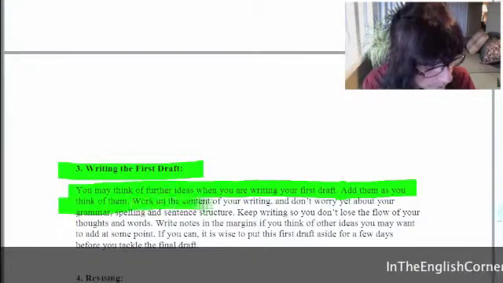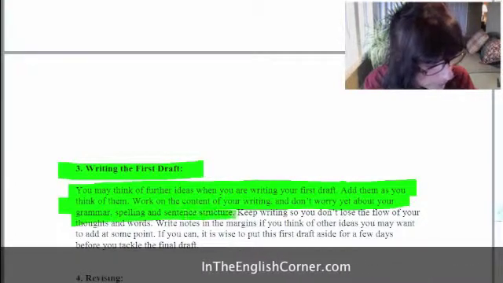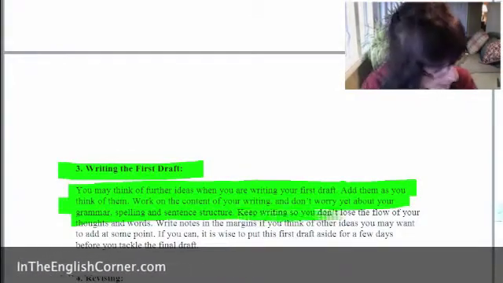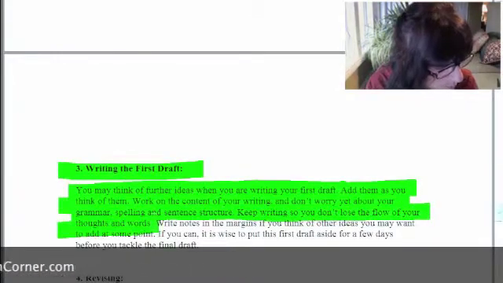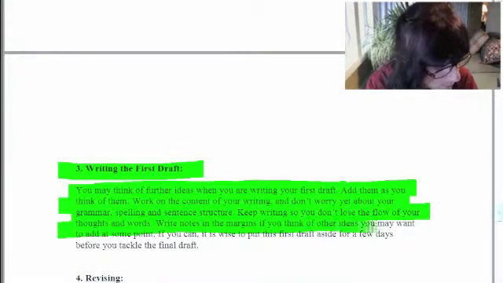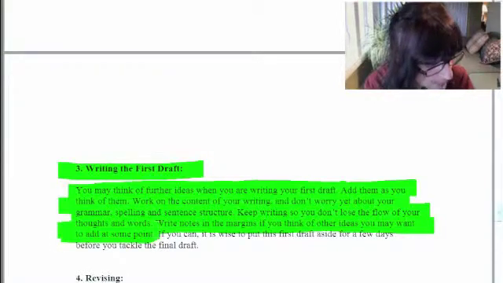Now, in the writing of the first draft, you only work on the content of your writing. Please don't worry about your grammar, your spelling, or your sentence structure. That will all come in another stage. Keep writing so you don't lose the flow of your thoughts or the flow of your words. You can write notes in the margin of your rough draft if you think of any other ideas you may want to add at some point.